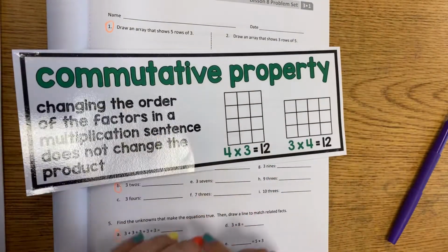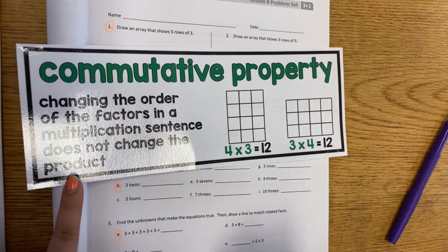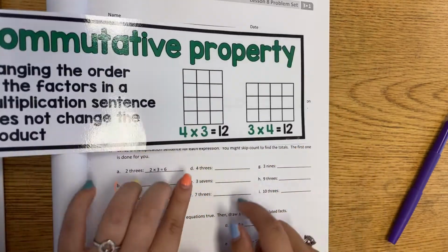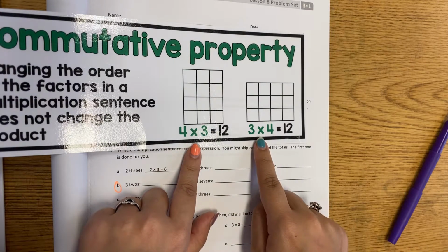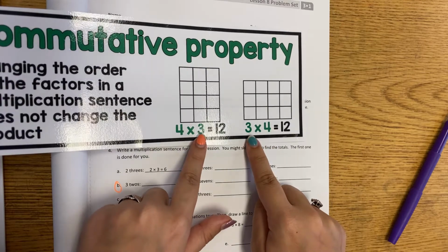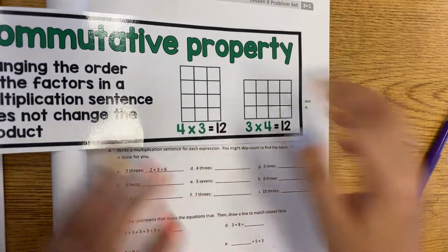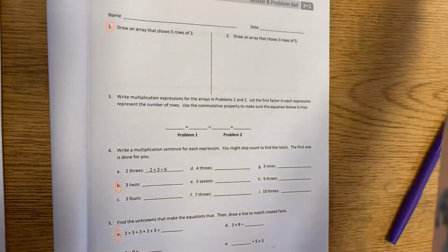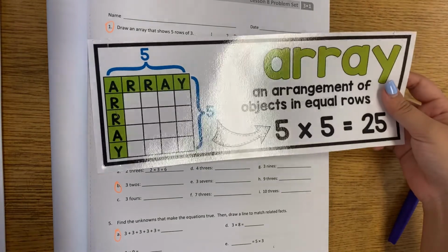We are still working on our commutative property. Remember that the commutative property just means that we're changing the factor order, but our product or our total still stays the same. So here's our example. We have 4 times 3, and then over here we have 3 times 4. If you notice, we have the same numbers, 4 and 3. They just flip-flop places, and our total is still 12. That's the commutative property.